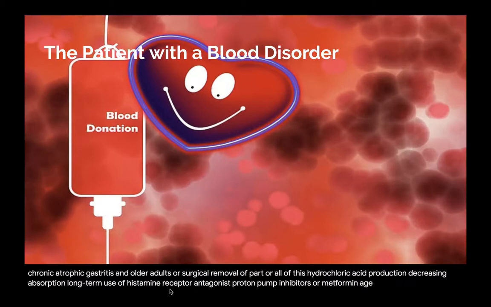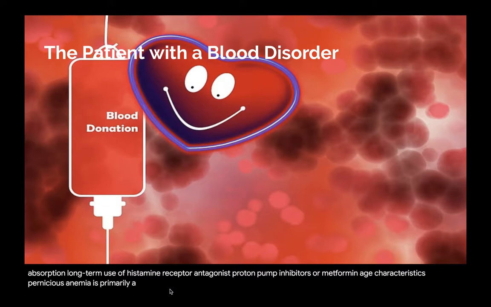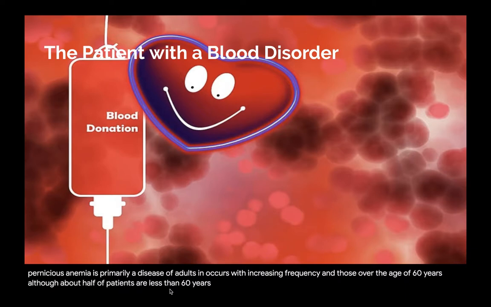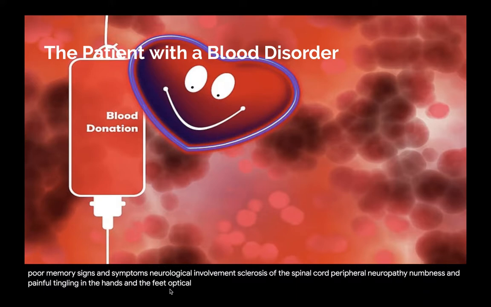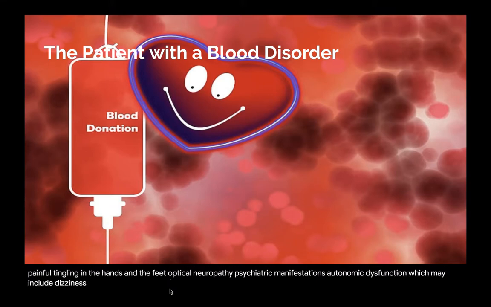Age characteristics. Pernicious anemia is primarily a disease of adults and occurs with increasing frequency in those over the age of 60 years, although about half of patients are less than 60 years. Signs and symptoms: fatigue and weakness, loss of appetite and weight loss, poor memory. Neurological involvement: sclerosis of the spinal cord, peripheral neuropathy, numbness and painful tingling in the hands and the feet, optical neuropathy, psychiatric manifestations, autonomic dysfunction, which may include dizziness or fainting on standing, orthostatic hypotension.